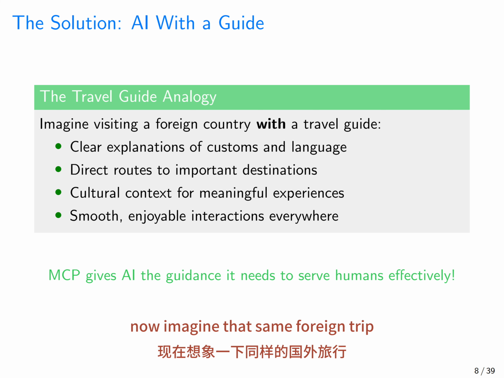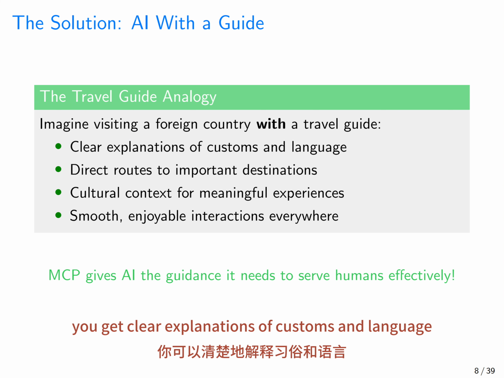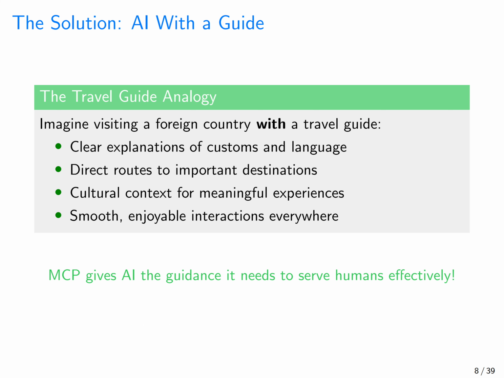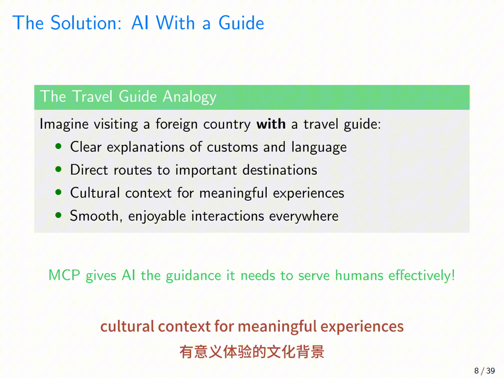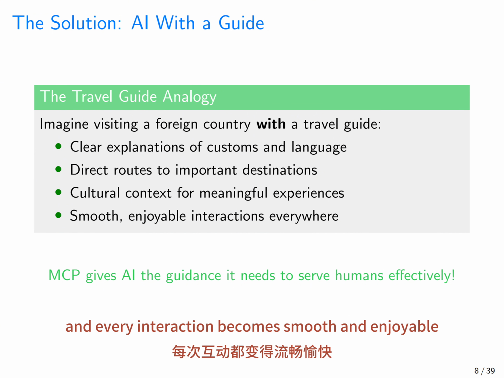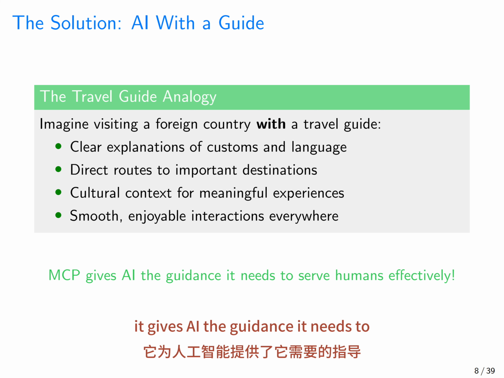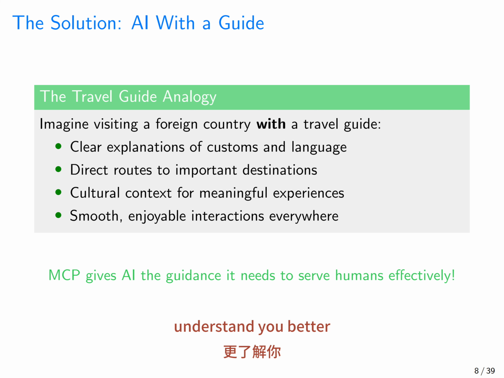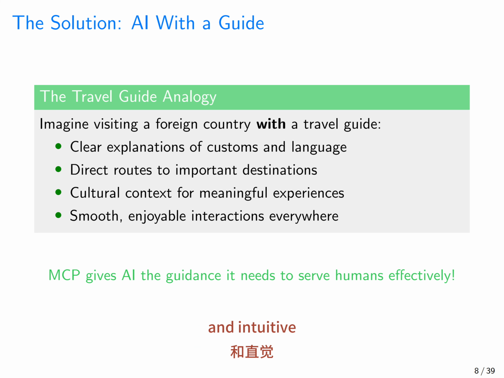Now imagine that same foreign trip, but with an expert local guide. You get clear explanations of customs and language. You have direct routes to important destinations. You understand cultural context for meaningful experiences, and every interaction becomes smooth and enjoyable. This is what MCP does for AI. It gives AI the guidance it needs to understand you better, access the right tools, format responses correctly, and remember previous interactions. The result is AI that feels much more helpful and intuitive.